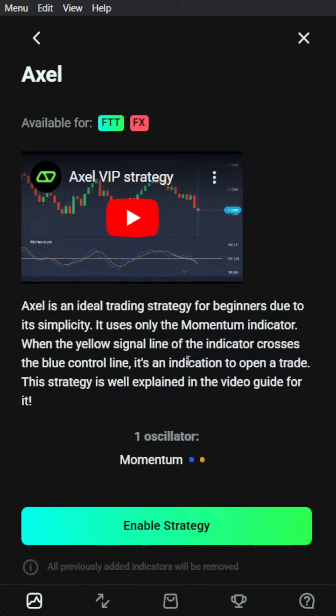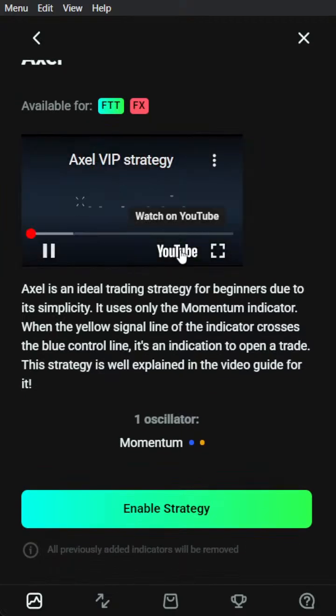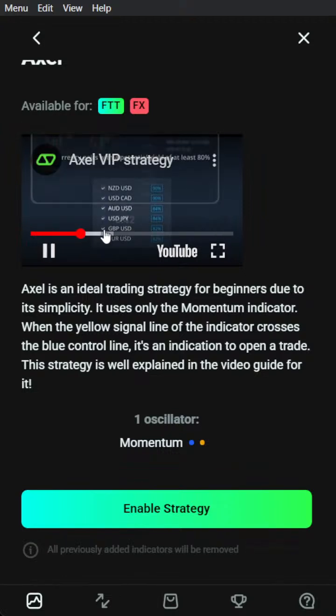When the yellow signal line of the indicator crosses the blue control line, it is an indication to open a trade. There are two lines in the momentum indicator: one is the yellow line, one is the blue line. So when the yellow line crosses, for example, I can show you.